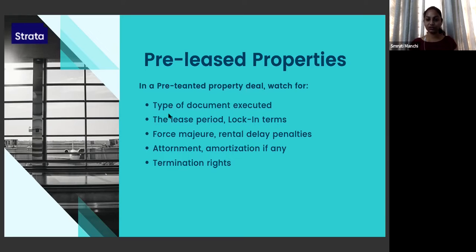Now, rental delay penalties are another thing that you would have to look out for, because the whole basic point, the essence of getting into a pre-leased property transaction would be the rents that you accrue. If you have LRD and all of that, especially, then it becomes very important to see what kind of provisions are there that guarantee you timely returns, that means timely rentals.